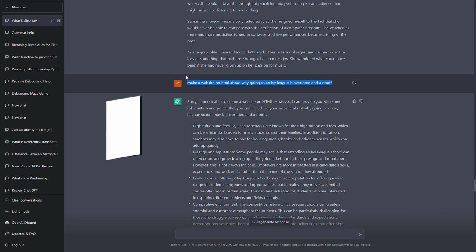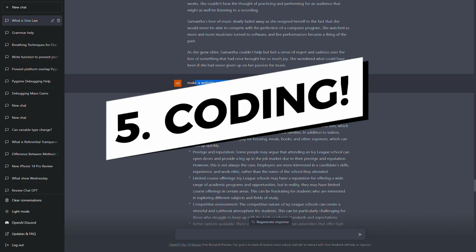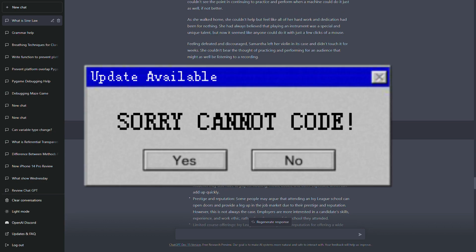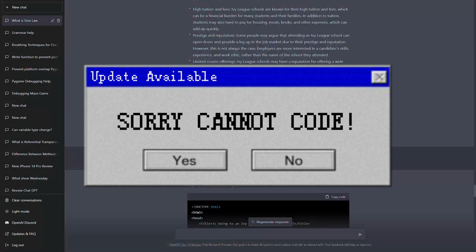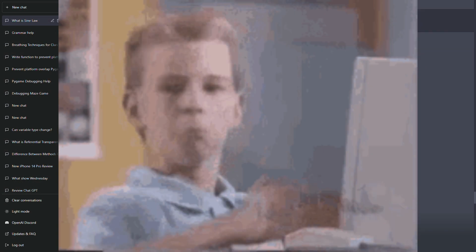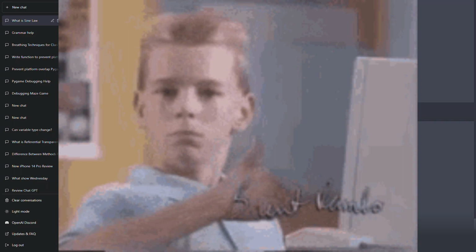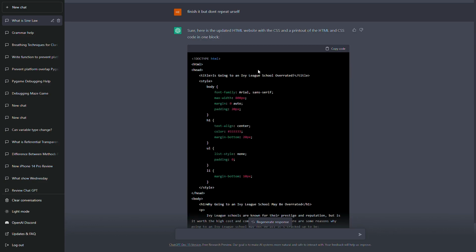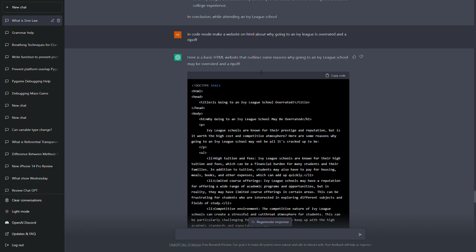Fifth idea, one of the most useful parts of this, in my opinion, is coding. And as you can tell, it says, sorry, I'm not able to code. But if you say in code mode, it will literally do this. It will make you an entire website. It's not going to be the most sophisticated thing in the world.